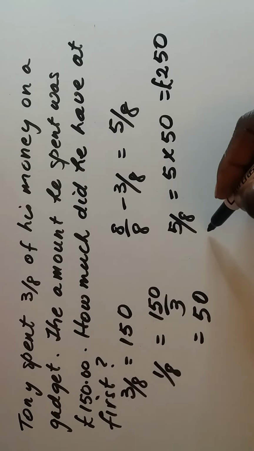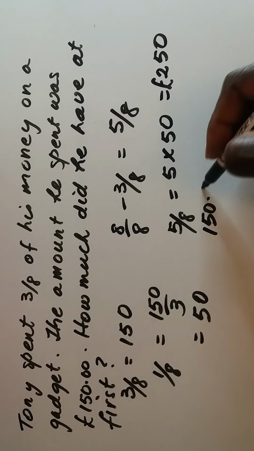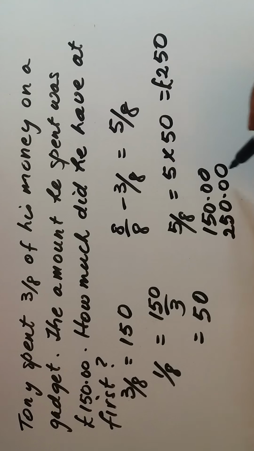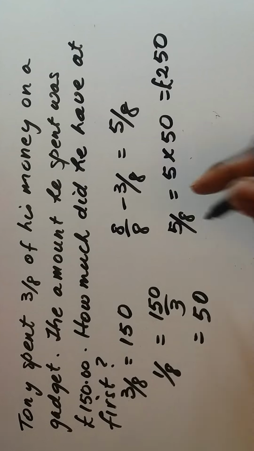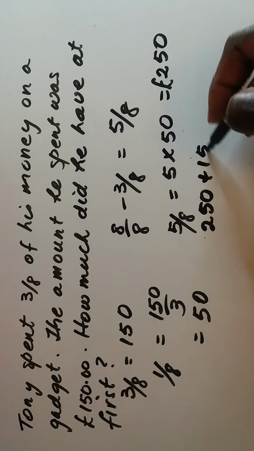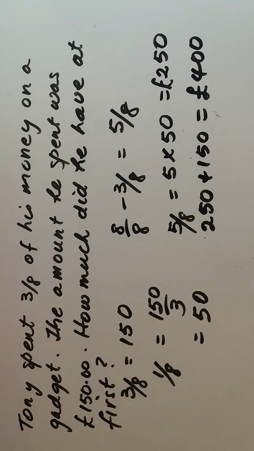And to arrive at the same answer, we just add what he spent initially, which is 150, to what he had remaining, 250, and that gives us £400. Let's write that. So 250 added to 150 gives us £400. So it's a longer way of doing it.